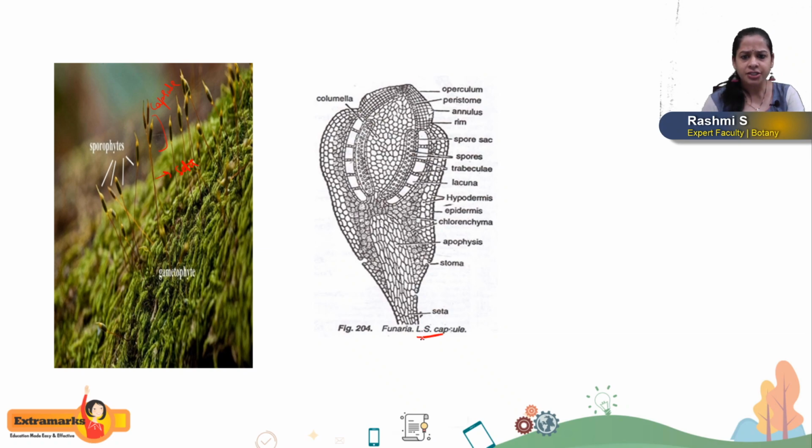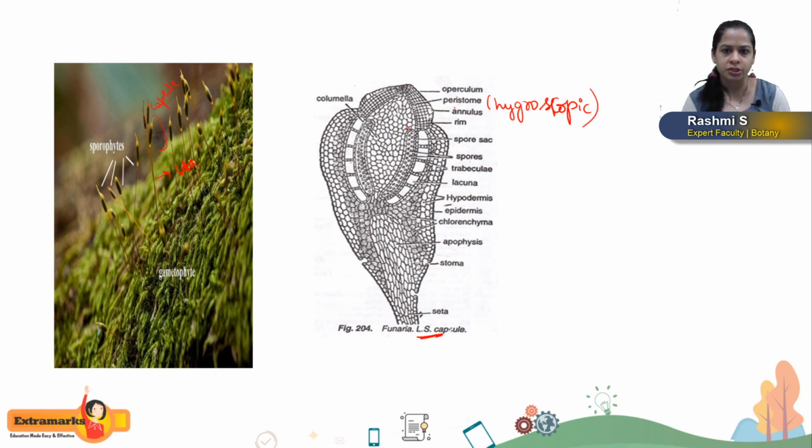This is a lateral section of the capsule in Funaria. In Funaria, you can observe in the sporophytic structure a number of peristomial teeth. These are hygroscopic and help in spore dispersal. In liverworts, it is elaters that help in spore dispersal. In case of mosses, it is peristomial teeth. Due to the hygroscopic nature and the movement of the peristomial teeth, there will be dispersal of the spores. This is in turn covered by a door which is called the operculum.